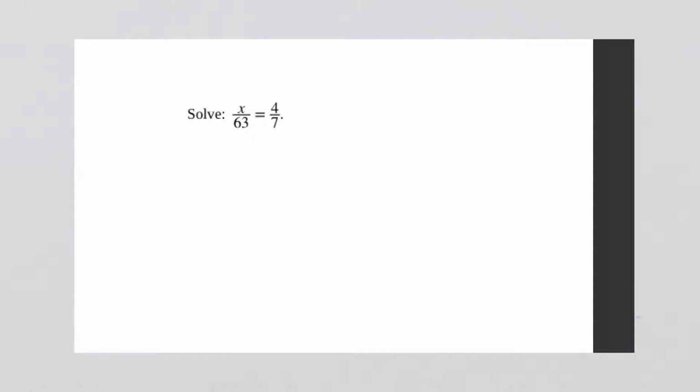Okay, so whenever you have a problem like this, where you have a variable and you're solving for the variable, again, we're going to use cross products. So you multiply the denominator of that one times the numerator of the other one, denominator of this one times the numerator of the other one. So I get x times 7 is equal to 63 times 4. So now I'm going to write this properly. X times 7 is 7x. 63 times 4 is 252.